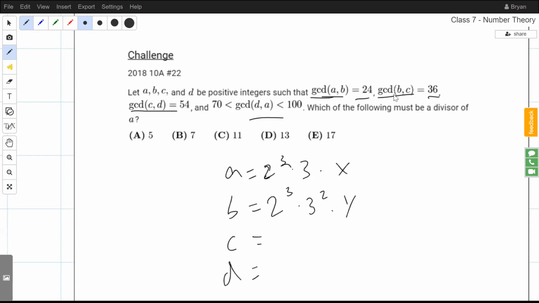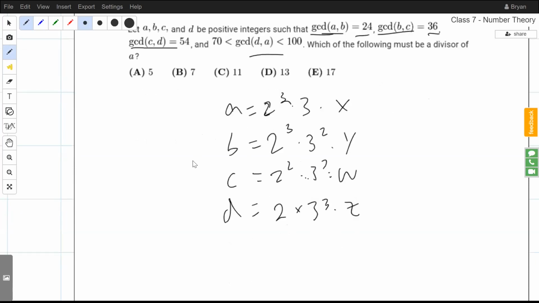C must be divisible by 54 and 36, so it must be divisible by 2 squared times 3 cubed times some number W, I guess. And D must be divisible by 54, which is just 2 times 3 cubed times Z. So now we know the GCD of D and A is between 70 and 100.